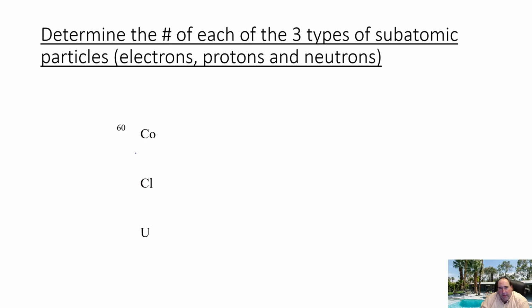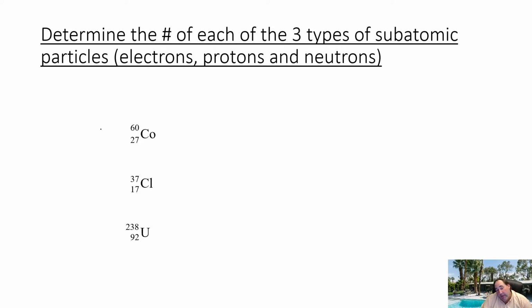All right, so why don't you try these examples here? We're looking for the numbers of protons, electrons, and neutrons in each of the following. So take a few minutes and see what you come up with. So let's see how you're doing.